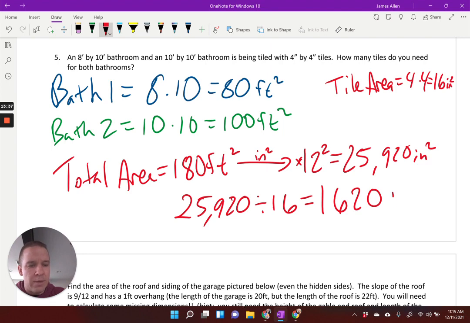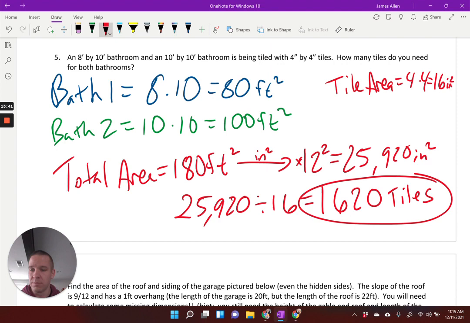1,620 tiles for both bathrooms. Cool. I like it.